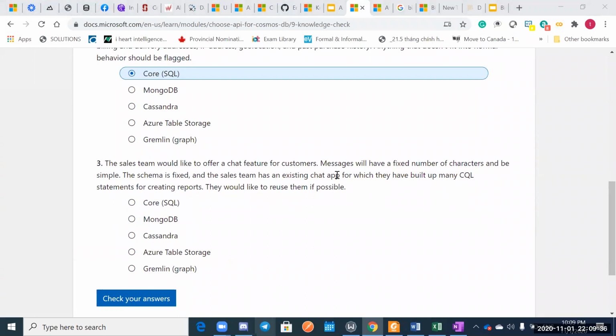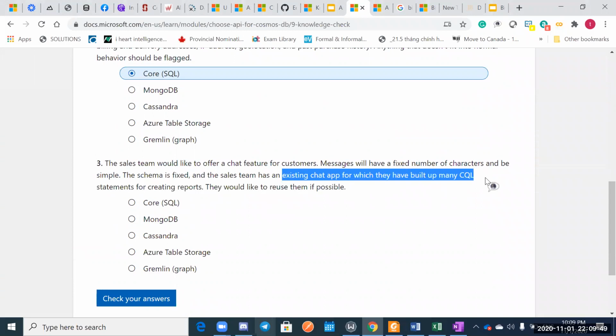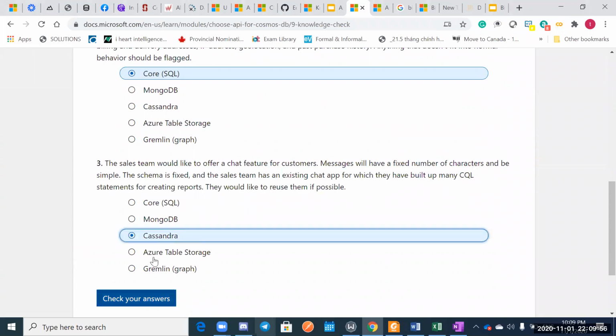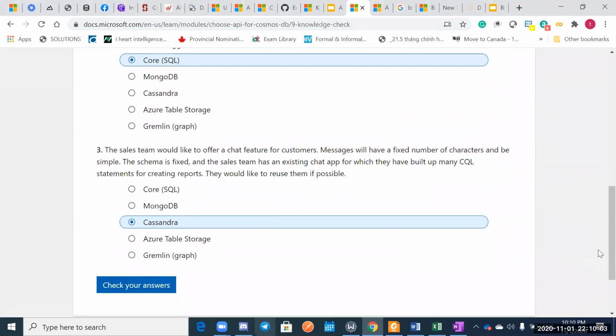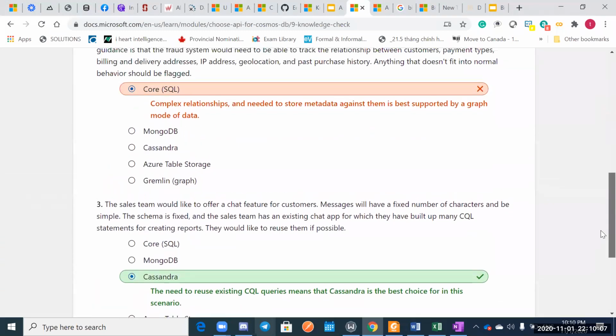The sales team likes the chat features with a fixed number of characters, simple. The schema is fixed. There is an existing chat app. Remember, it's an existing chat app. SQL. They have SQL already, so maybe Cassandra directly. Good job. Yes, it's Cassandra. Okay, so number 2 is graph. Okay, let's see the answer. Okay, so number 3 is right.